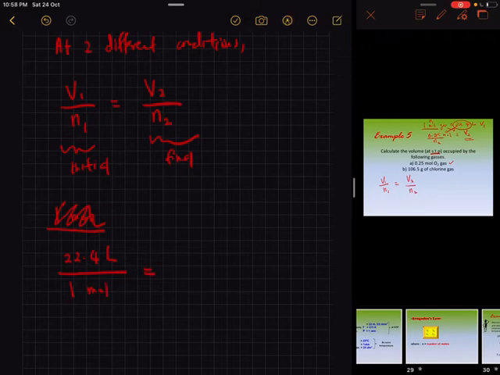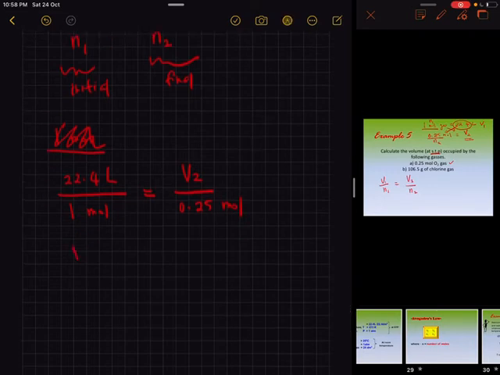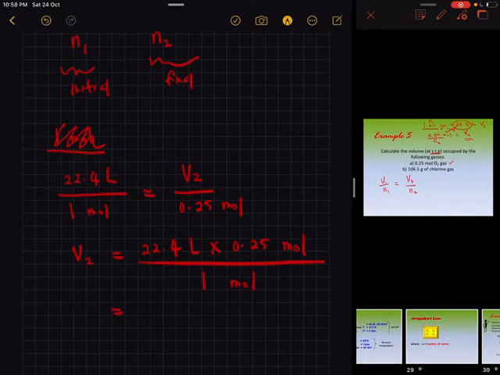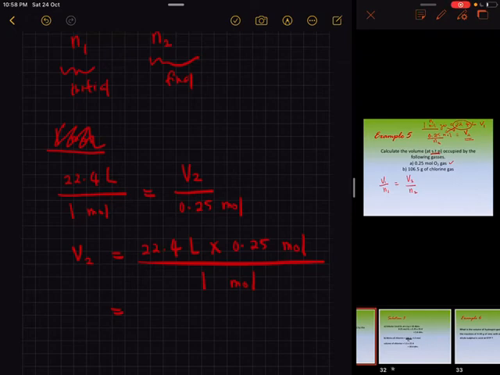So what is the V2? Yang ni awak nak cari. Okay, N2. N2 is 0.25 mole. Okay, so by solving the operations, so you will get 22.4 liter times 0.25 mole over 1 mole. Okay, so the answer you akan dapat 5.6 liter.